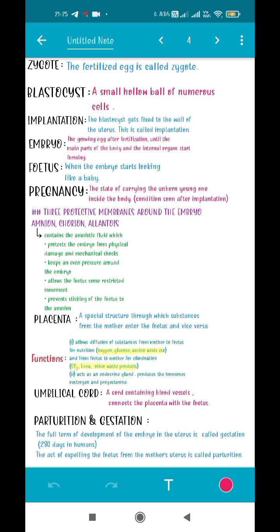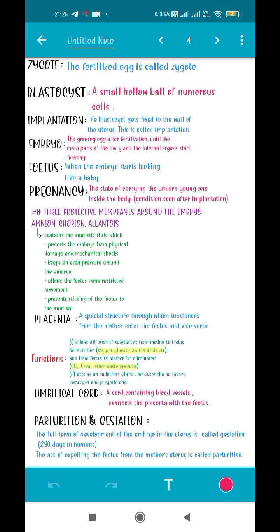Next are two terms which are very interlinked with one another. They are called parturition and gestation. So what are these terms? The full term of development of the embryo in the uterus is known as gestation. For humans it is 280 days. We generally say that it takes almost 9 months for the entire developmental process of a child inside the mother's body. So this entire time period is known as gestation.